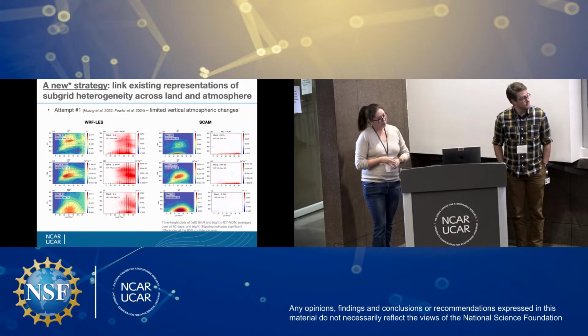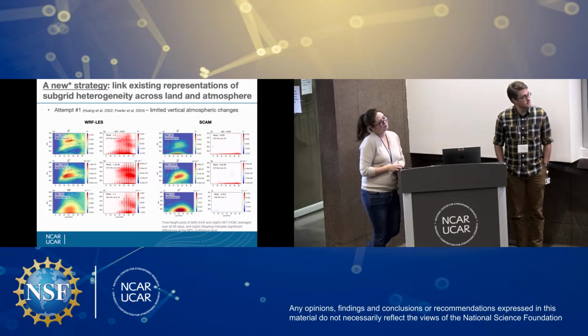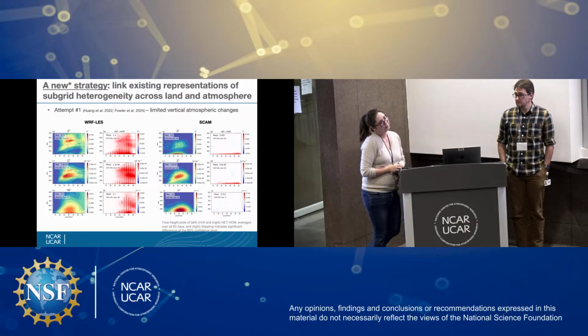Sorry if I missed this, but do you actually provide spatial information for the subgrid tiles, or does that matter in your implementation? It's a really good question.